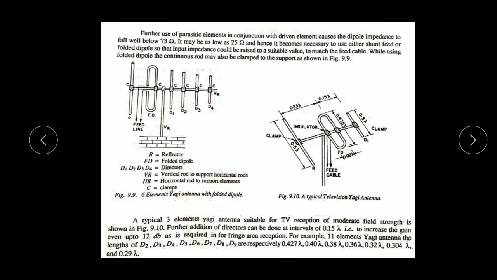This is the typical television Yagi antenna. Earlier we generally used this type of antenna for televisions. This is a single folded dipole antenna, and it is connected by a single rod with an insulator.